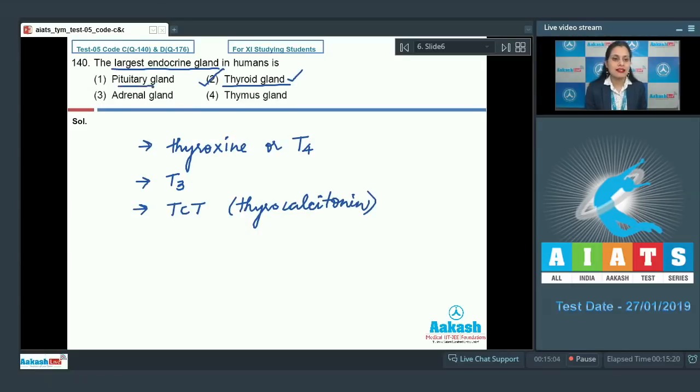The rest of the glands, that is pituitary, adrenal gland and thymus gland, are the incorrect options because these are not the largest endocrine glands. So the correct answer to this question is option number 2. Let's discuss our next question.